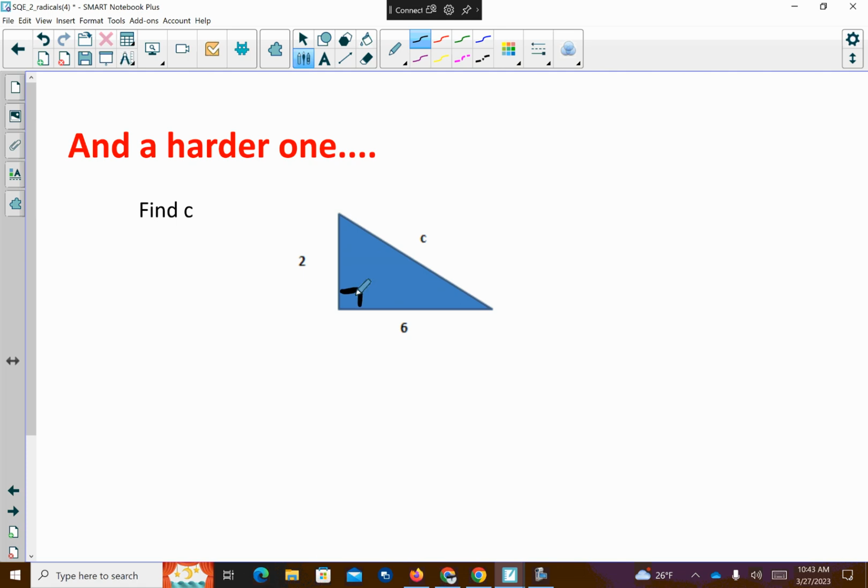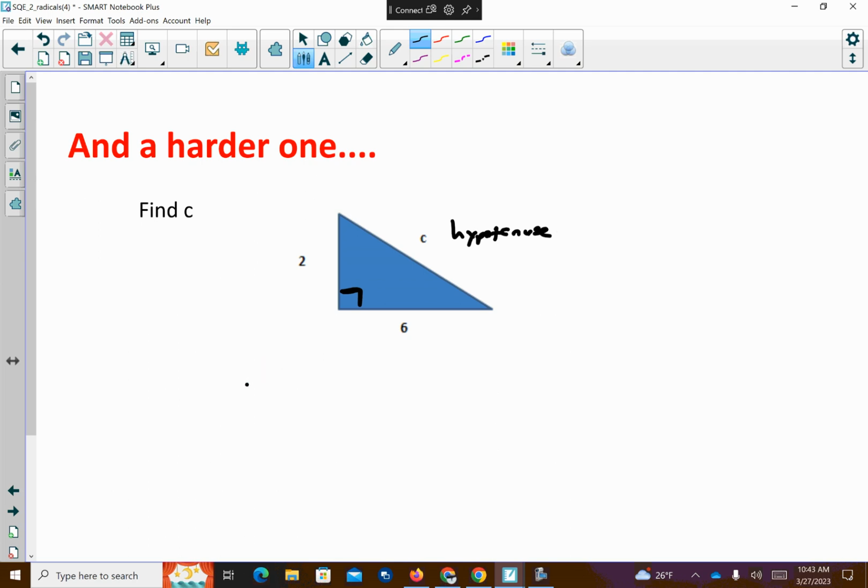Okay. Hey, which of those values up there is the hypotenuse? C? Well, it doesn't have to be C. We can label it every letter we want. You might get some of these where they might call it X. Always the longest side.